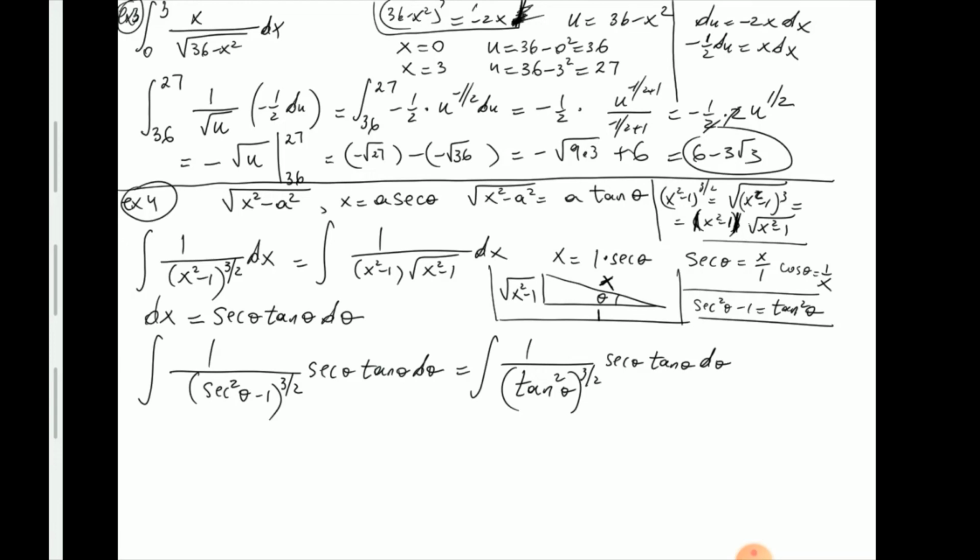Tangent squared with 3 over 2, the 2 cancels, and you're left with tangent cubed here. So secant theta tangent theta on the top, tangent cubed on the bottom. And then we can cancel a factor of tangent, and you're left with secant theta tangent squared theta d theta.